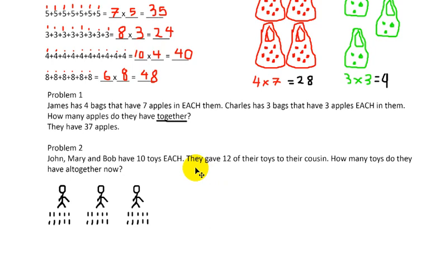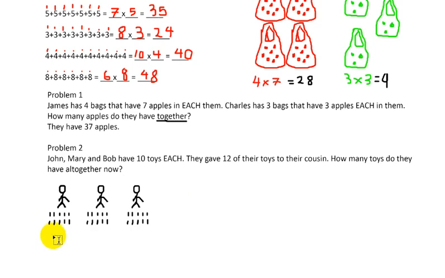And the problem tells me they gave away 12 of these toys to one of their cousins. Now I don't know who gave more or who gave less. It doesn't tell me. It just tells me that altogether they gave 12 of their toys to their cousin. And it asks me, how many toys do they have left altogether now? Basically, I need to find how many toys they had altogether to begin with, and then since they gave away those 12 toys, I need to subtract 12 from the number of toys they initially had.